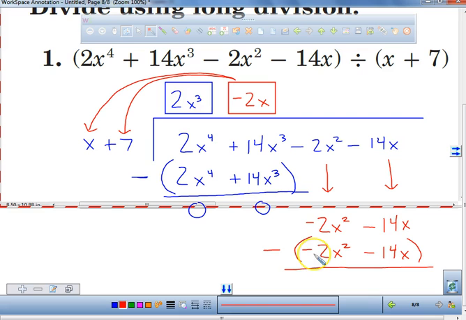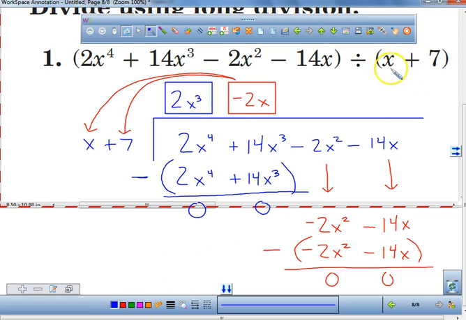A negative times a negative is a positive. So these are going to, once again, cancel out. A negative times a negative is a positive. So that's going to change this negative 14x to a positive 14x. And those, once again, will what? 0. So there's your answer.